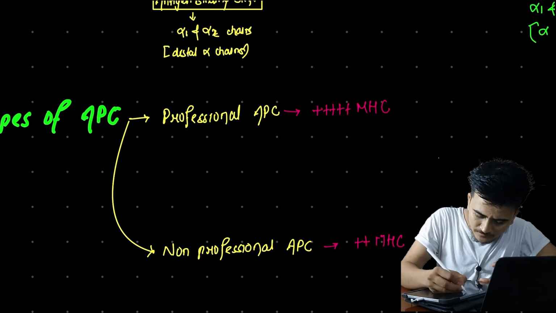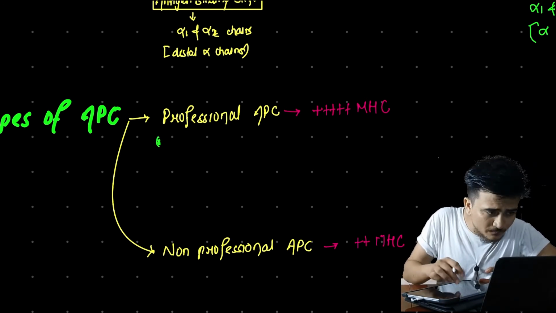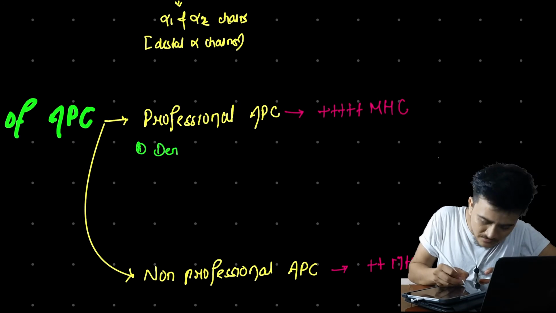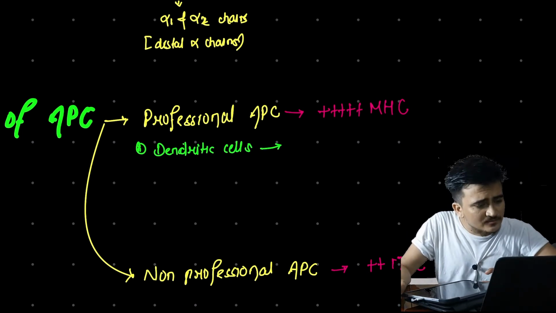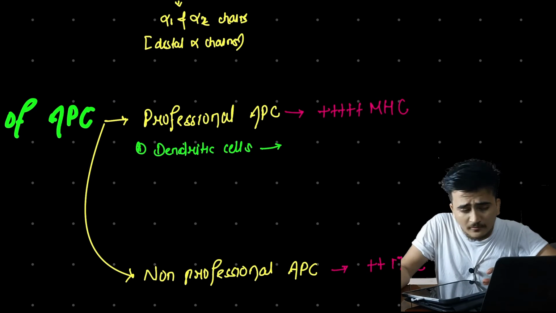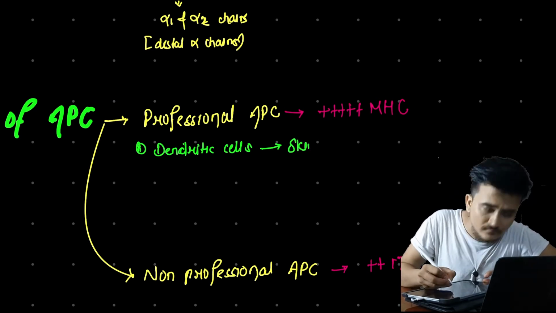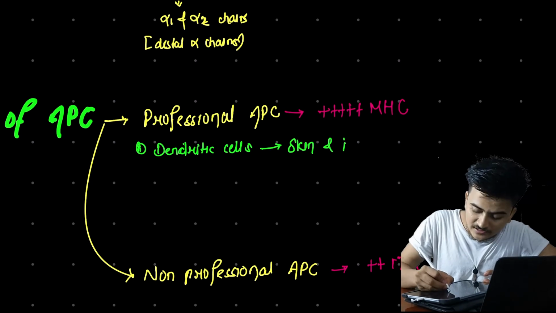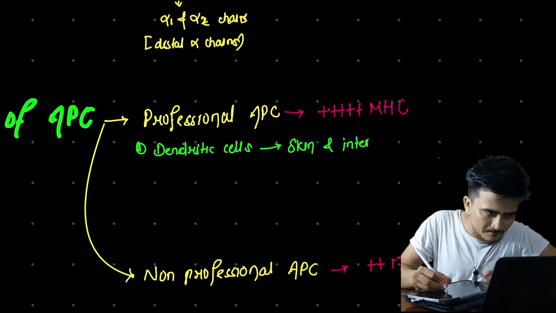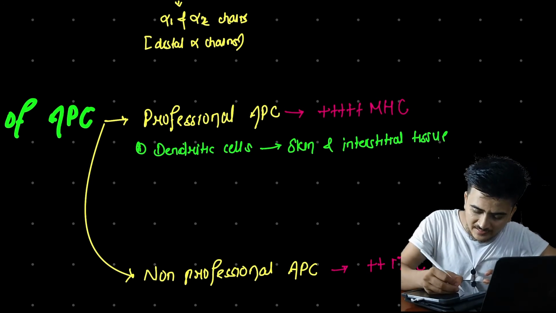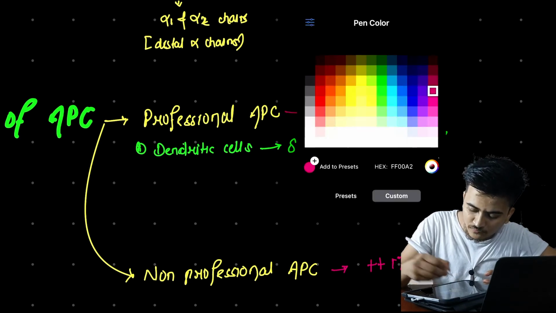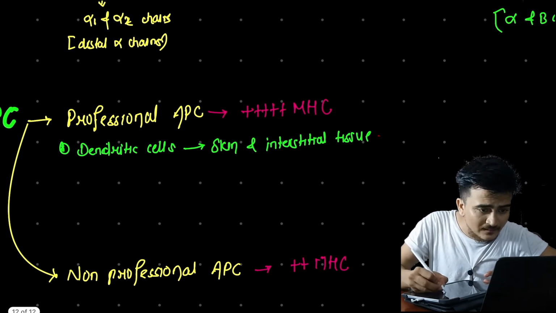Right. Talking about the professional APC, we need to talk about dendritic cells. Dendritic cells. These are the professional APCs. What are dendritic cells? These are professional APCs, and where are they found? They are found in skin, right? In skin and interstitial tissues. These are present in skin and in interstitial tissues in the form of what? In the form of Langerhans cells.